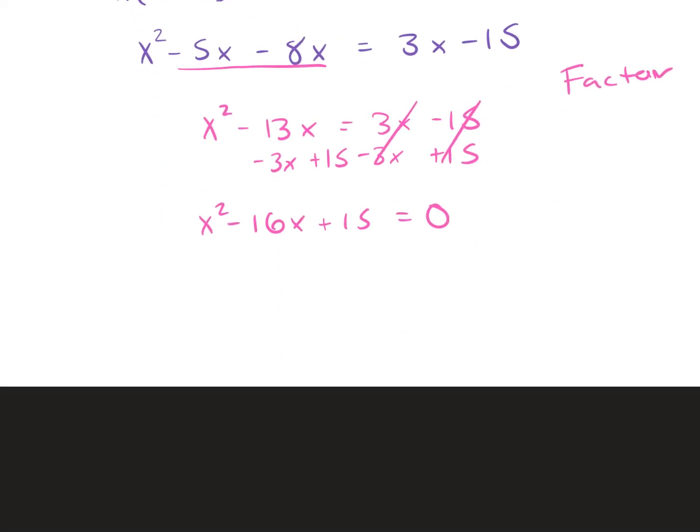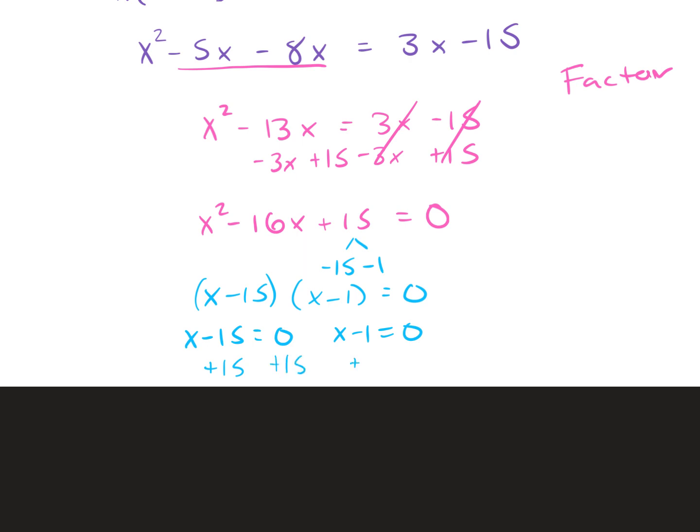All right. What are two factors of 15 that add to negative 16? Negative 15 and negative 1. So here we have x minus 15 and x minus 1 is equal to 0. Now we have to solve all the way. We're not just stopping at factoring. So what would I do next? Set them both equal to 0. So x minus 15 is equal to 0 and x minus 1 is equal to 0. So we add 15 to both sides and add 1. So x is equal to what? 15 and 1.